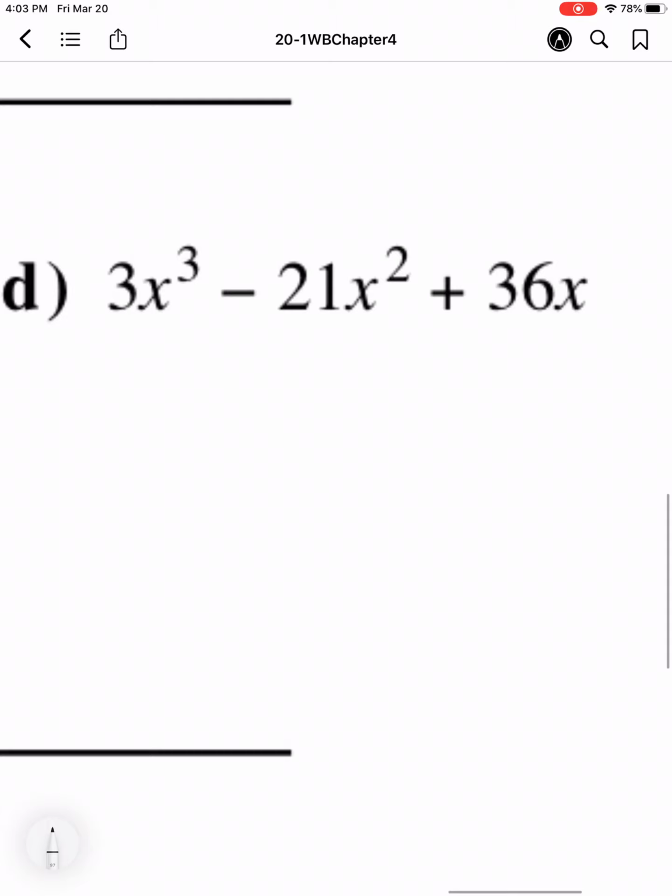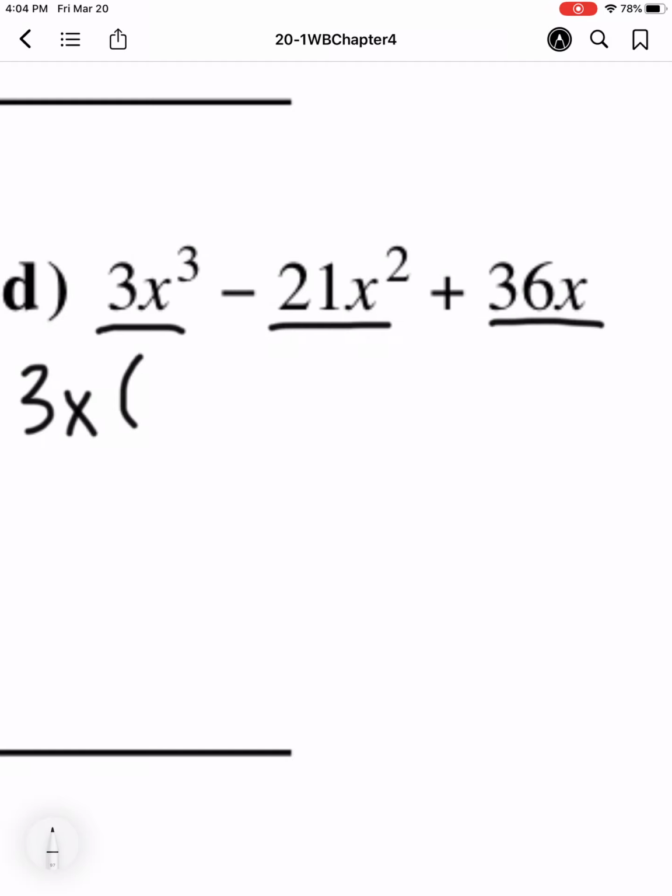All right, so we're looking at D here. I noticed that front number is not 1, but I look and I notice something. What you notice with this question is that in all three terms, it's got a 3 and an x. So we're going to take that 3x out first and see what that leaves us with.